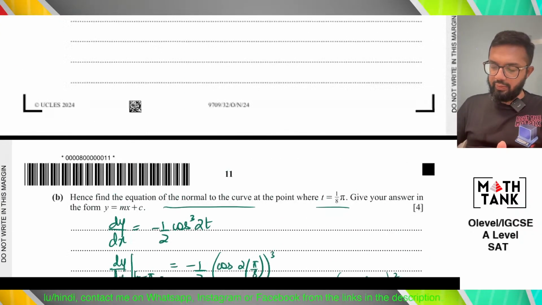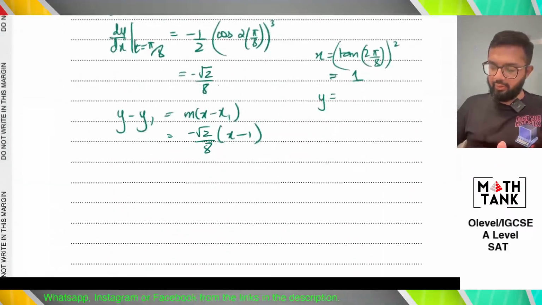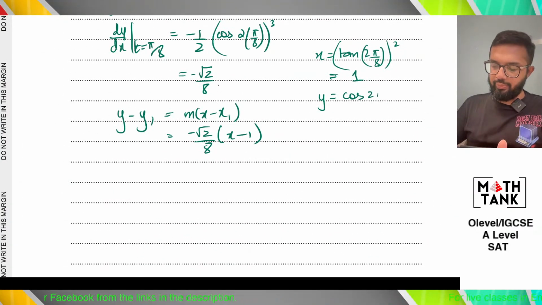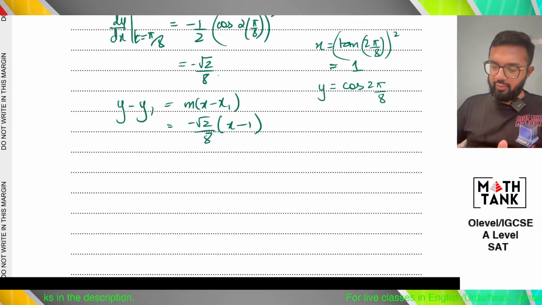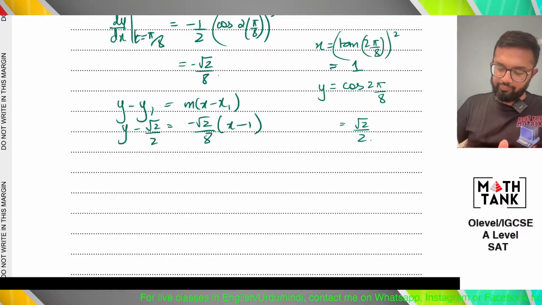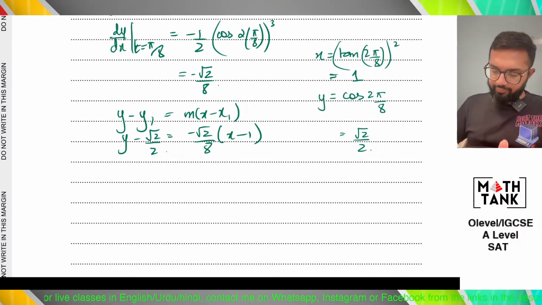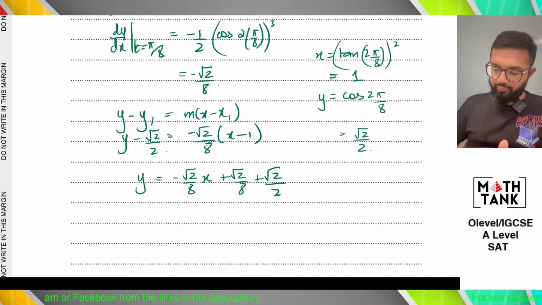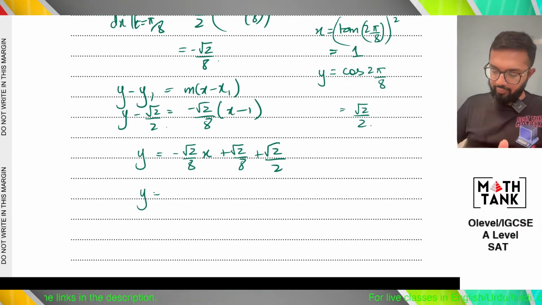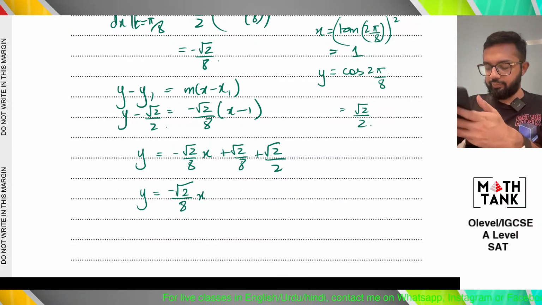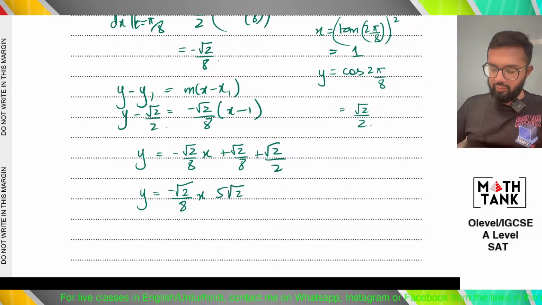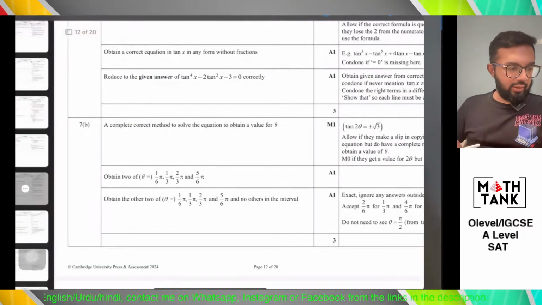And y is cos 2t, so cos 2 pi over 8, so root 2 over 2. Okay, so y equals minus root 2 over 8 x plus root 2 over 8 plus root 2 over 2. Okay, let's check if that is the correct answer.